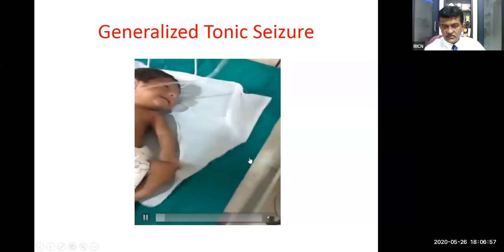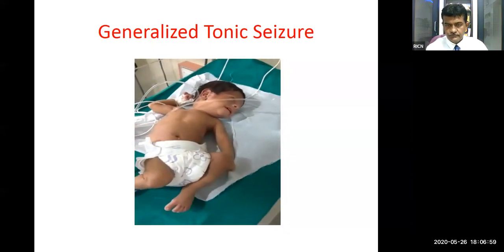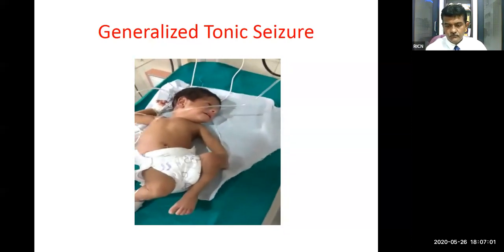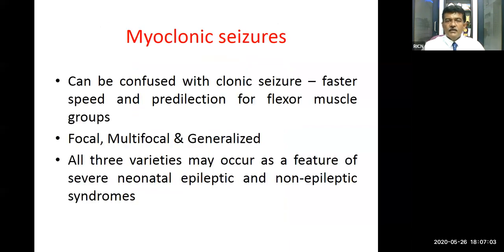So, generalized clonic seizure. Myoclonic seizures, again, could be focal, multifocal, and generalized. They can be confused with clonic seizures, but here the movement is faster compared to clonic, and there is a predilection for flexor muscle involvement in a patient with myoclonic seizures. Whenever they get myoclonic seizures, they can have a very bad epilepsy syndrome or bad etiology for the myoclonic seizures. So be careful.